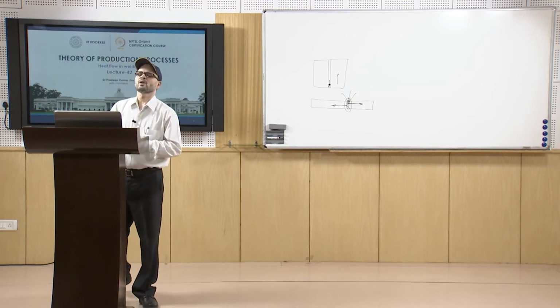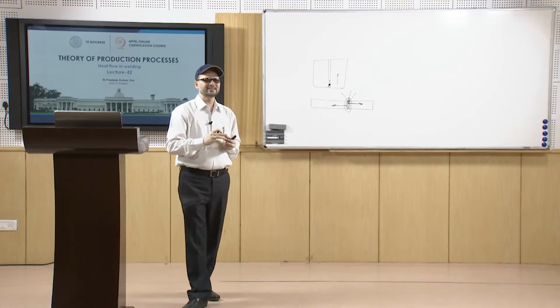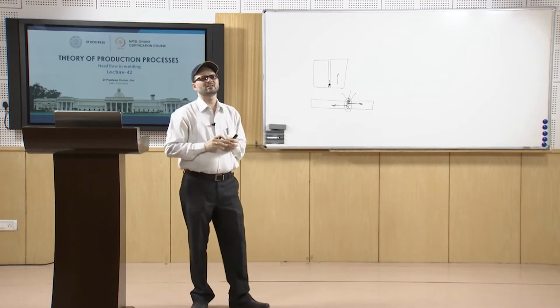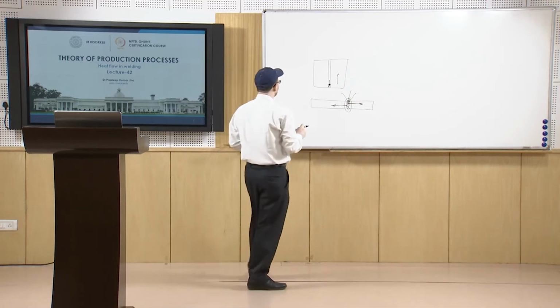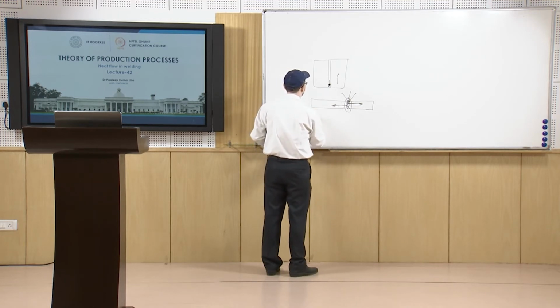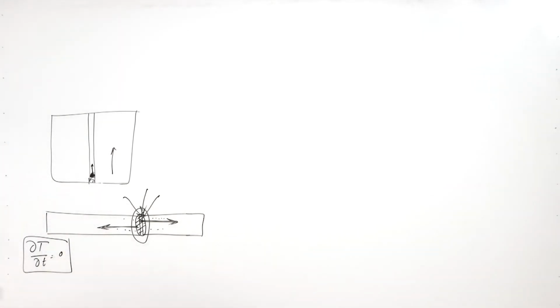Then again, this is assumed to be a condition of quasi stationary state. What does that mean? That means that the observer at the arc sees a fixed temperature field all around the arc at all times. So, basically ∂T/∂t becomes 0. That's the case of quasi stationary state.